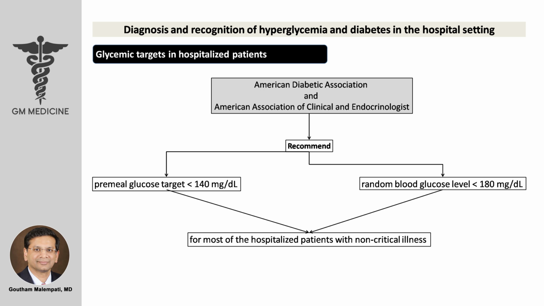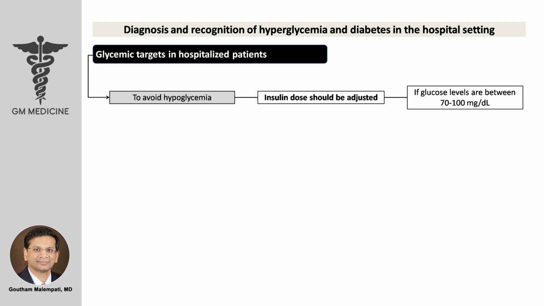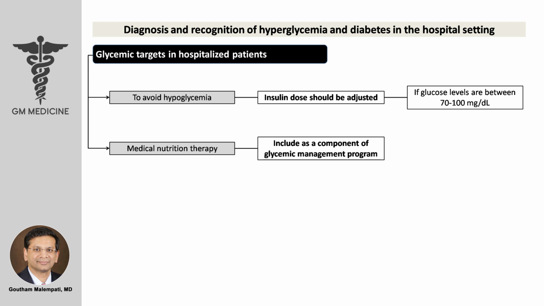with non-critical illness. In order to avoid hypoglycemia, insulin dose should be adjusted if glucose levels are between 70 to 100 milligrams per deciliter. Medical nutrition therapy should be included as a component of glycemic management program for all hospitalized patients with diabetes and hyperglycemia.